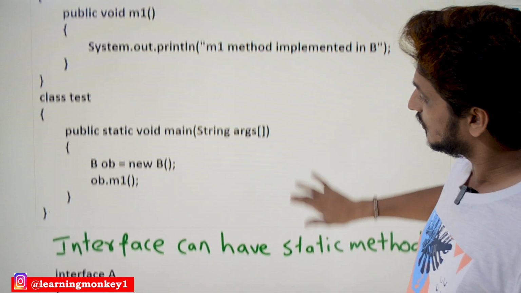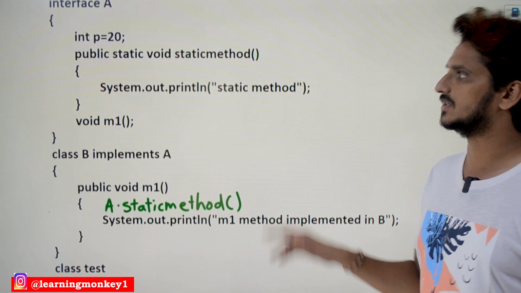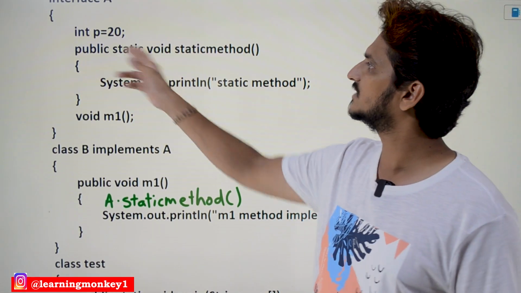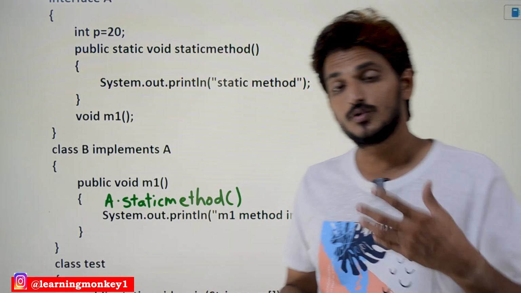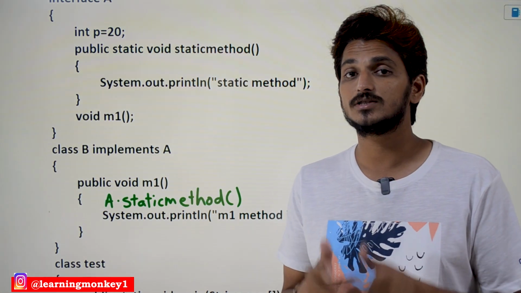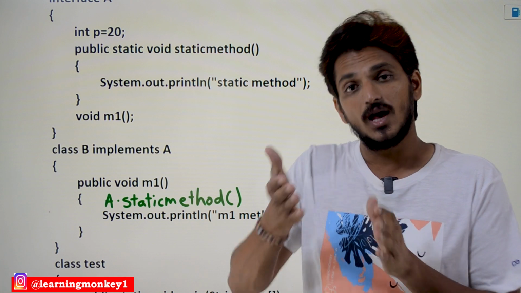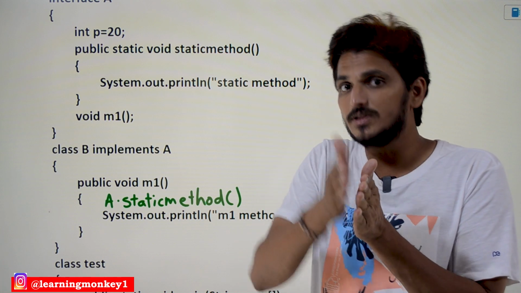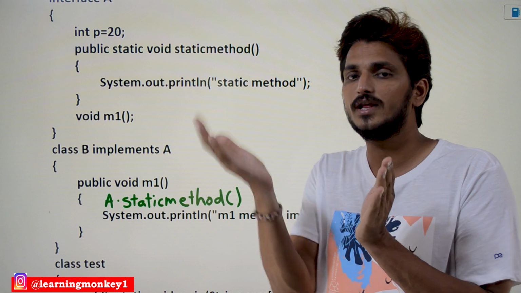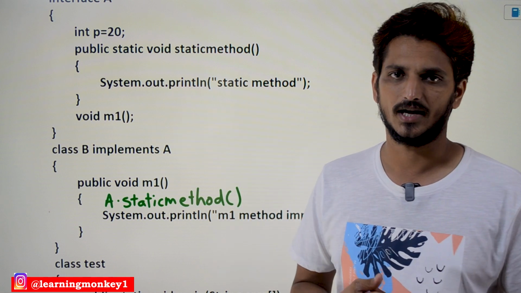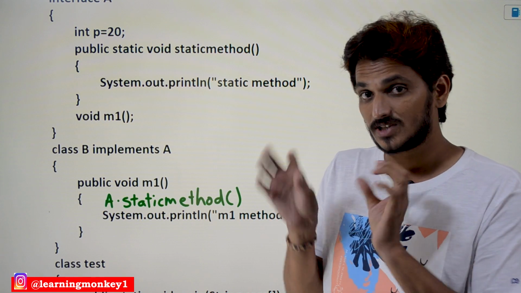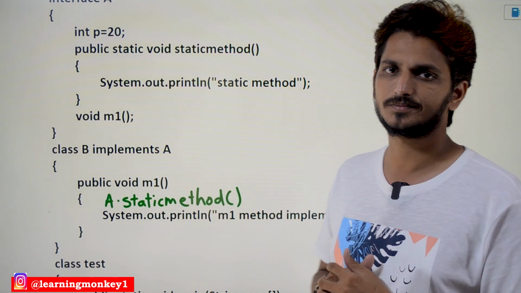But you can write static methods in interfaces. So public static void staticMethod(). The method name is staticMethod. As we know from our previous classes, static methods are allocated memory during compile time. Whenever this program is loading, this class is loading, the space is allocated. And we can access the static methods using the class name.